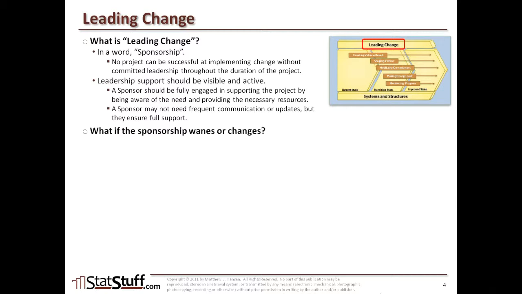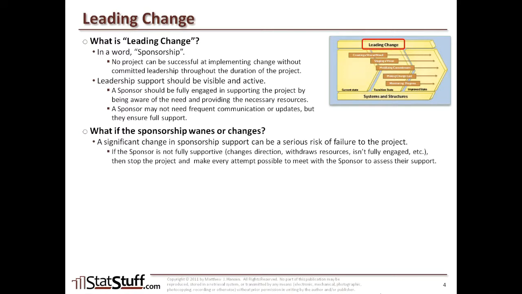So what if you're finding that the sponsorship is waning or maybe the sponsorship changes? Well, significant change in sponsorship support can be a serious risk, and the failure of the project is going to be inevitable. So if you're finding that the sponsor is not fully supportive, for example, they're changing directions of what's important to them or their priorities, or withdrawing resources, or maybe they're not fully engaged, then stop the project and make every attempt possible to make sure the sponsor is agreeable to supporting the project as you need it.